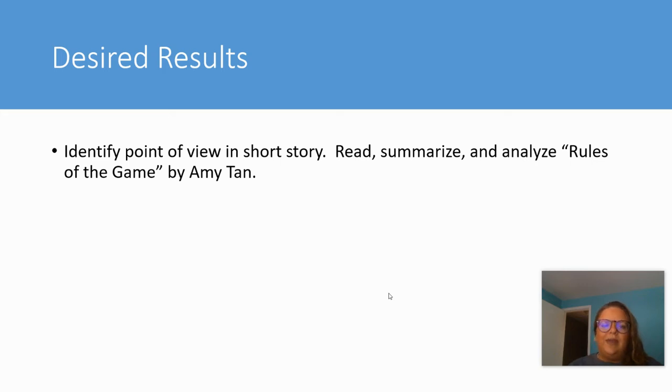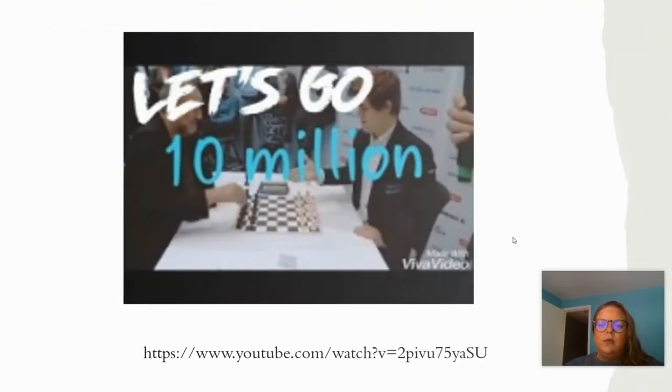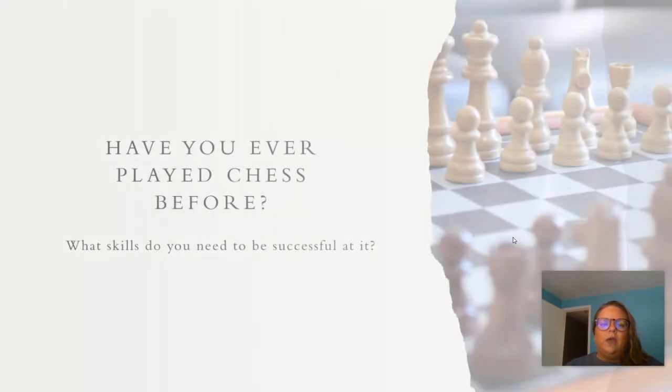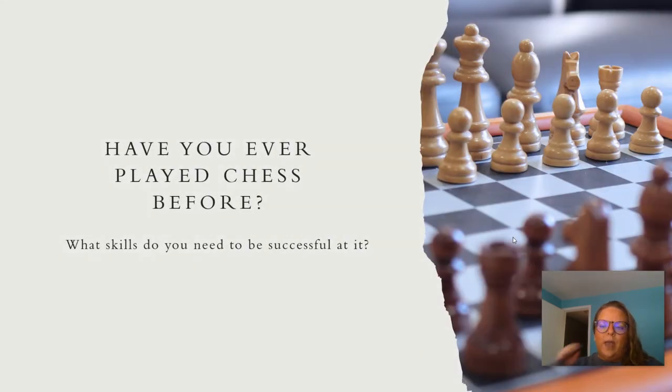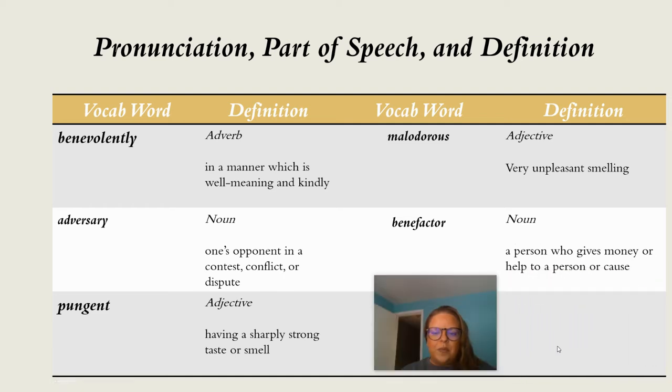So, what we're going to be doing today is identifying point of view in the short story Rules of the Game by Amy Tan. We're going to talk about this game, Rules of the Game, and what the rules of the game are that you need to be successful at that. That's something that we'll break down.